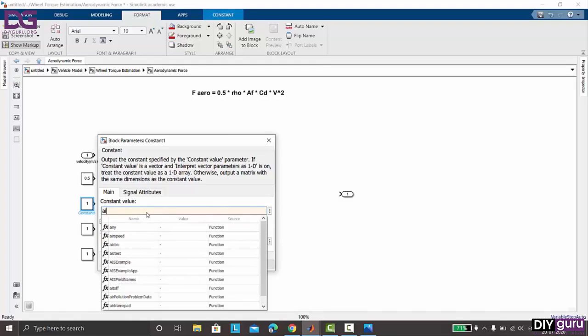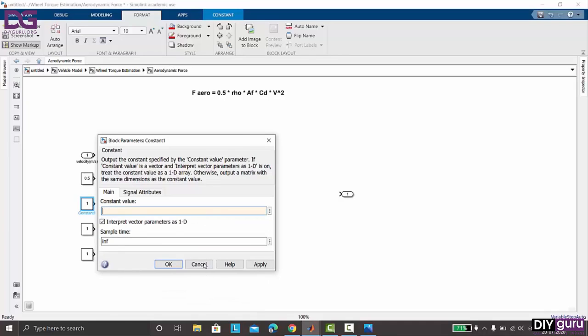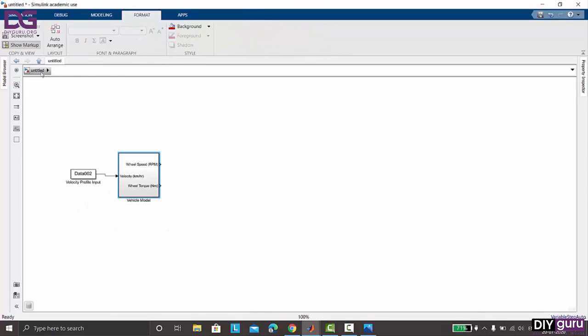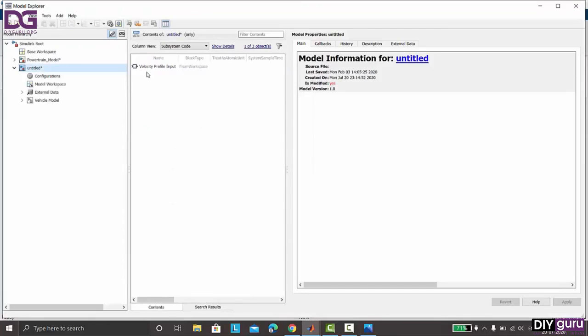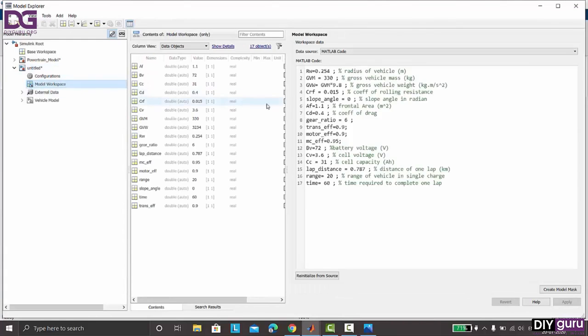First is 0.5, second is RHO, that is the air density. So to add air density, go to Model Explorer, Model Workspace, and add air density equals to 1.225 kg per meter cube. Now click on Reinitialize from Source, close it.